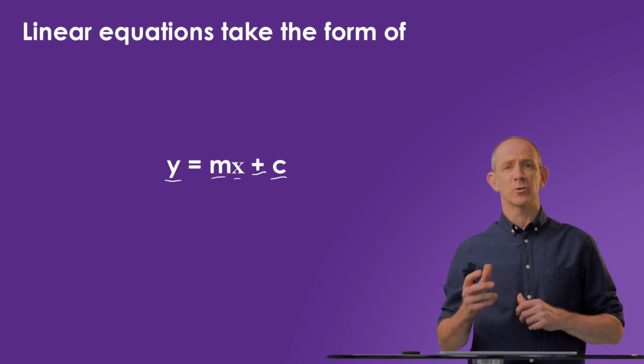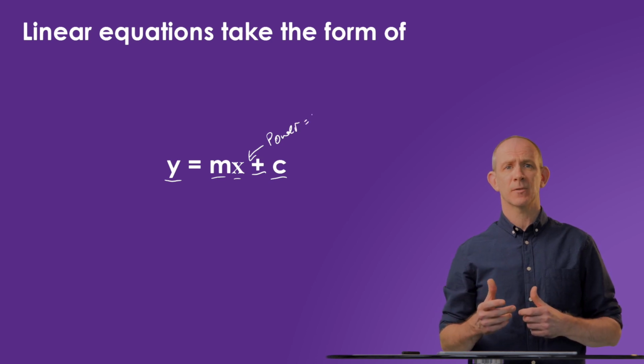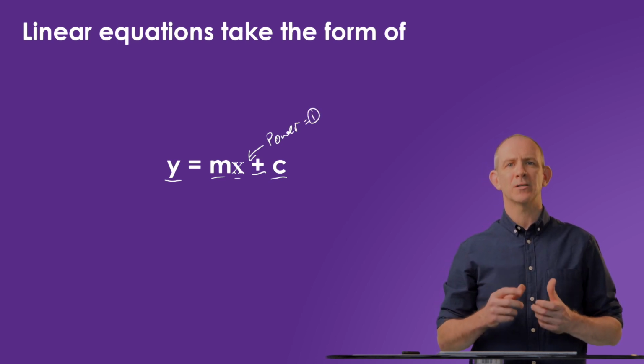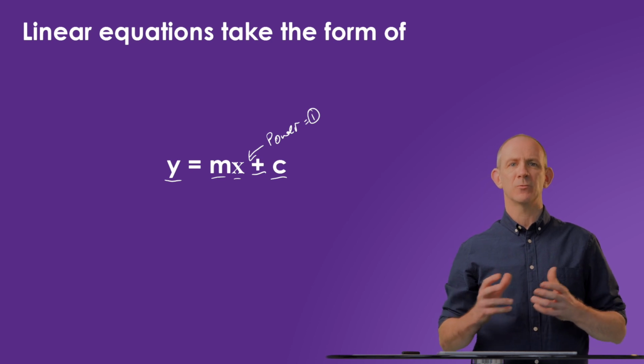The power of x is always 1, meaning it will create a straight line on a graph, as the increase is constant. As the power is 1, we don't write it, but the absence of the power means we can assume that it's correct.